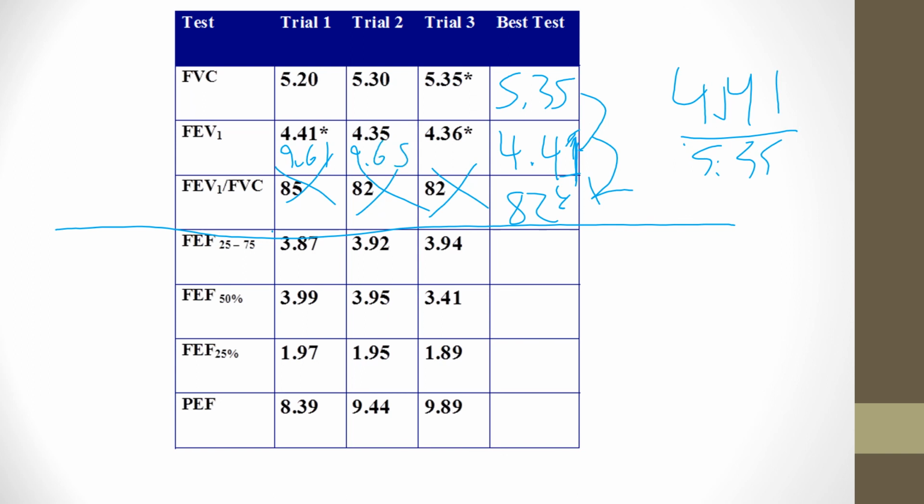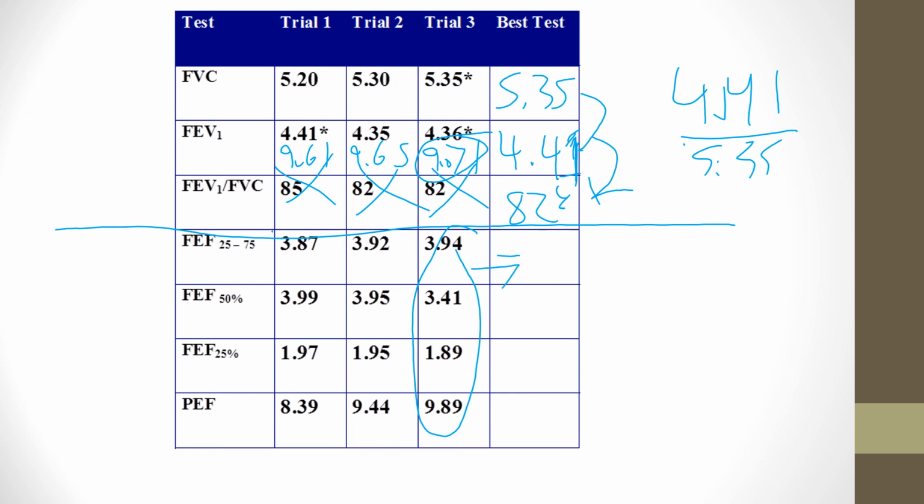Okay, that's bigger. And then we'll do the third one, 5.35 for our FVC, and then we're going to add the FEV1, which is 4.36, and that's 9.71. So numerically, trial 3 has the highest FEV1 plus FVC. Therefore, we're just going to transfer all of these over here.